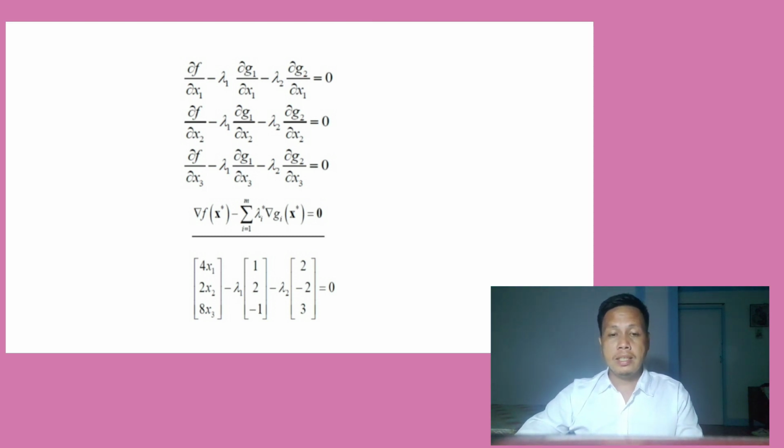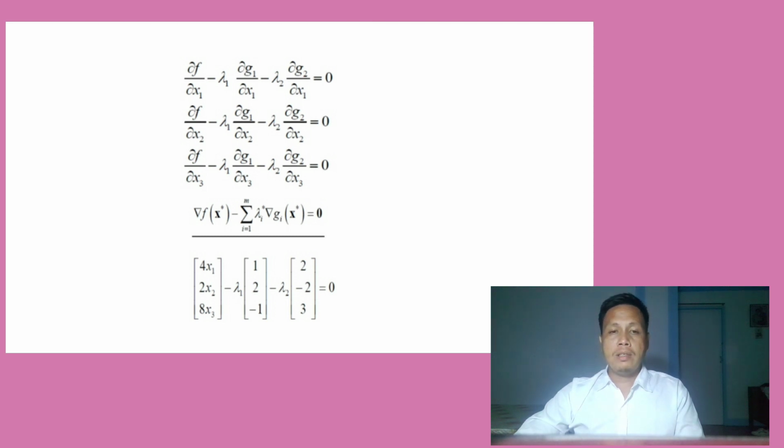So this is the gradient of f as a function of x at the optimum, minus the summation of lambda i times the gradient of g sub i as a function of x, equal to 0. So these equations, three equations, come from the partial derivatives.